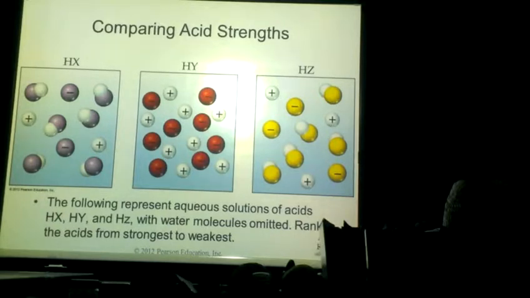Which one would be the next one? HZ should be next, and then HX. HX then would be my weakest, okay? So HY, HZ, HX, because I'm looking for just the amount of ions that are dissociated.